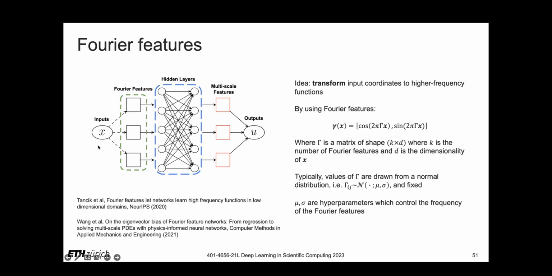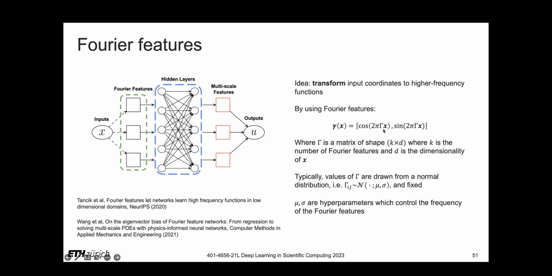The input to the PINN is just our input coordinates here, and the idea is to transform these input coordinates to higher frequencies before we pass them through the hidden layers of the network. So what's the actual transform we use? It's just these cosines and sines of x, and this turns into a bunch of hidden features that we input to the hidden layers of the network.